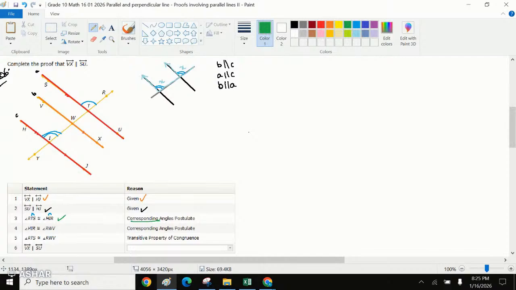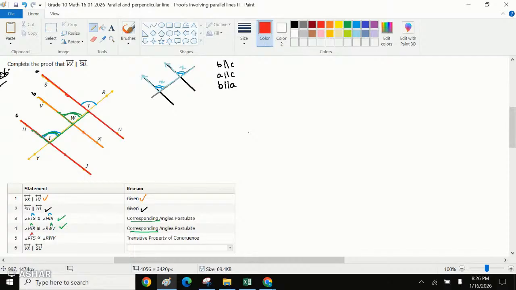Okay, moving ahead, they're saying that angle HIR, this given angle, is equal to RWV. R, W, and V is equal to this. Same statement: corresponding angles. We can see the formation of the alphabet F over here because we have pairs of parallel lines over here.